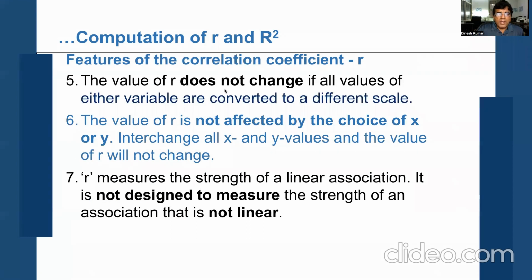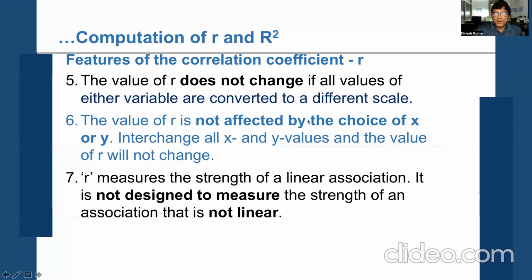The value of R continues. The value of R does not change if all values of either variable are converted to a different scale, because it is an absolute value. So if you change the units, suppose from kg to quintals or tons, the value of the correlation coefficient will not change if it is converted to a different scale.